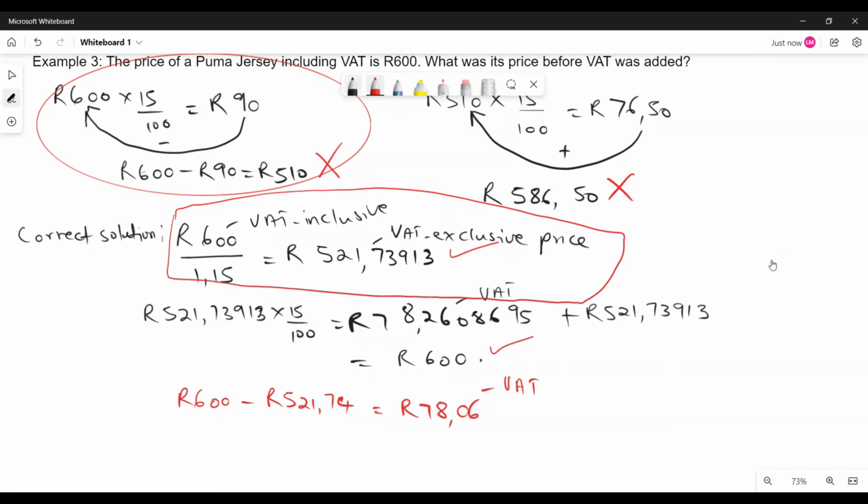And how did I get that? It's the VAT inclusive price minus the VAT exclusive price. And then it gives me my VAT there. But I started here and then came here. So I need to get the VAT exclusive price first, and then I subtract it from the VAT inclusive price in order to get the VAT. Thank you.